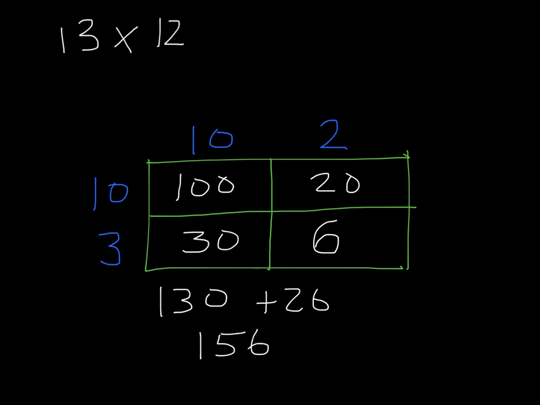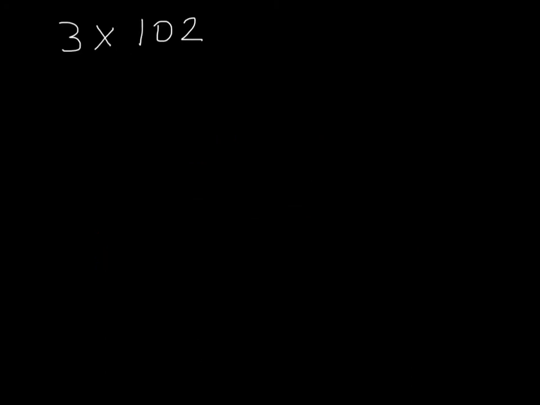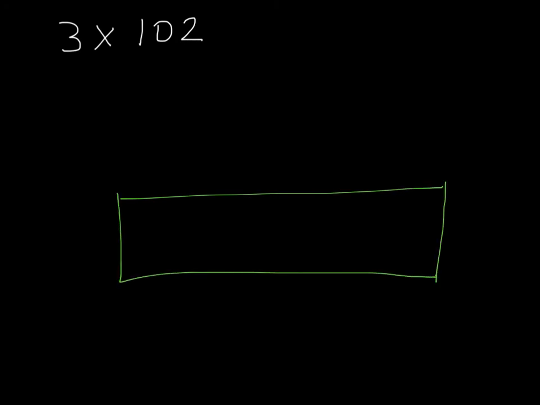Okay. What if I have a 0 in it? I can do 3 times 102. I'm going to start with that rectangle again. Okay. Before I go too far, personally, I like to draw my lines. I know that there is 1 digit here, so I only need 1 row. And there are 3 digits here, so I will need 3 columns. So now I have my 3 columns and 1 row.